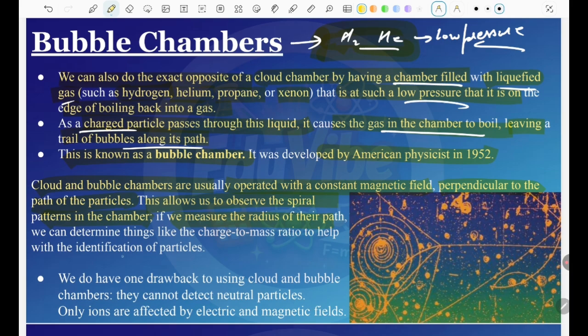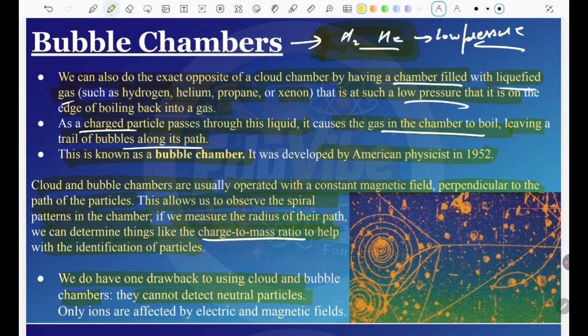If we measure the radius of their path, we can determine things like the charge to mass ratio, which is given by the Thomson model. This is the same thing we did in this chapter, and we will do it again in that topic, with the identification of the particles. One drawback of using cloud and bubble chambers is that they cannot detect neutral particles.